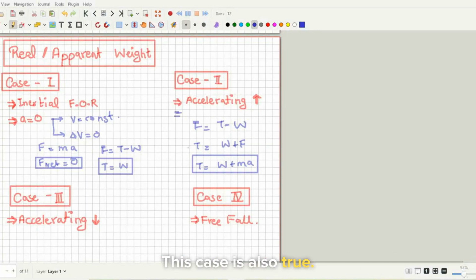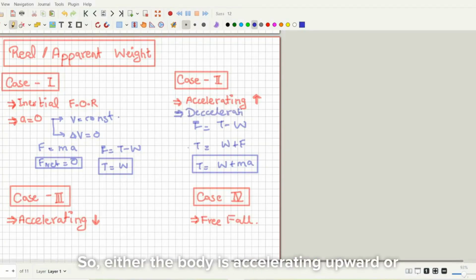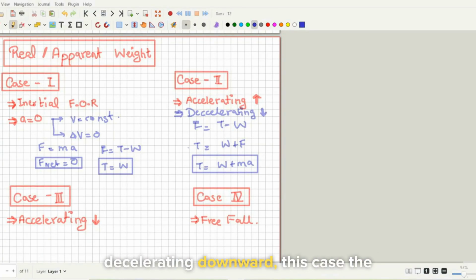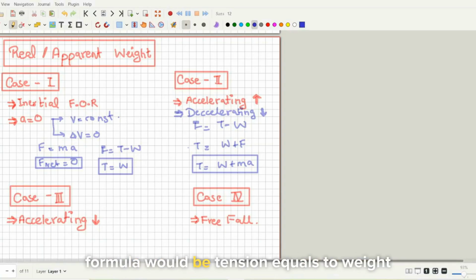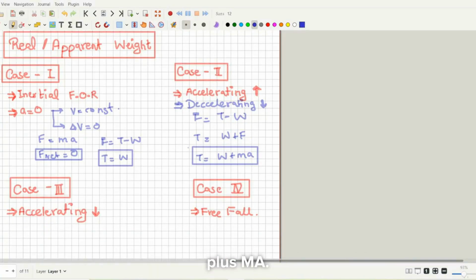This case is also true if the body is decelerating downward. So either the body is accelerating upward or decelerating downward. In this case, the formula would be tension equals weight plus ma.